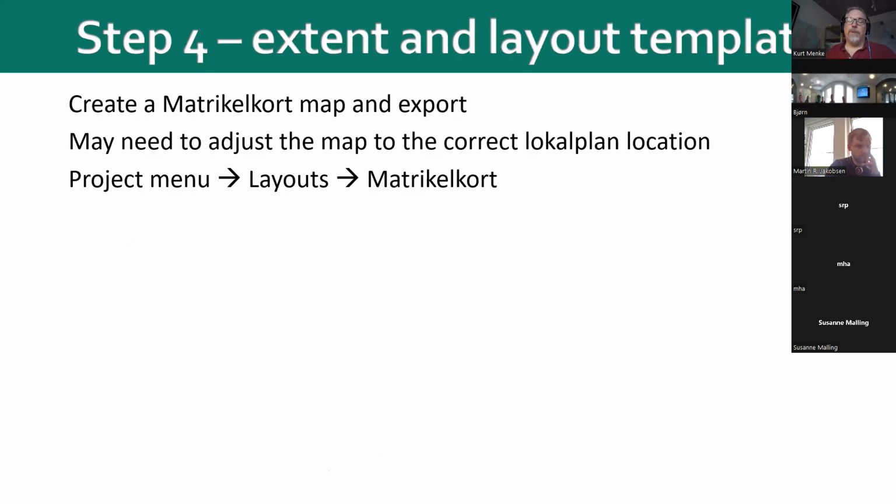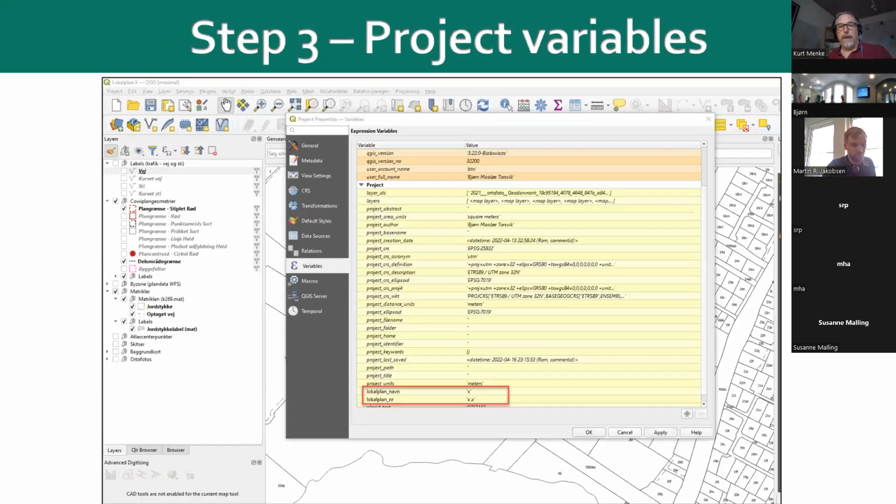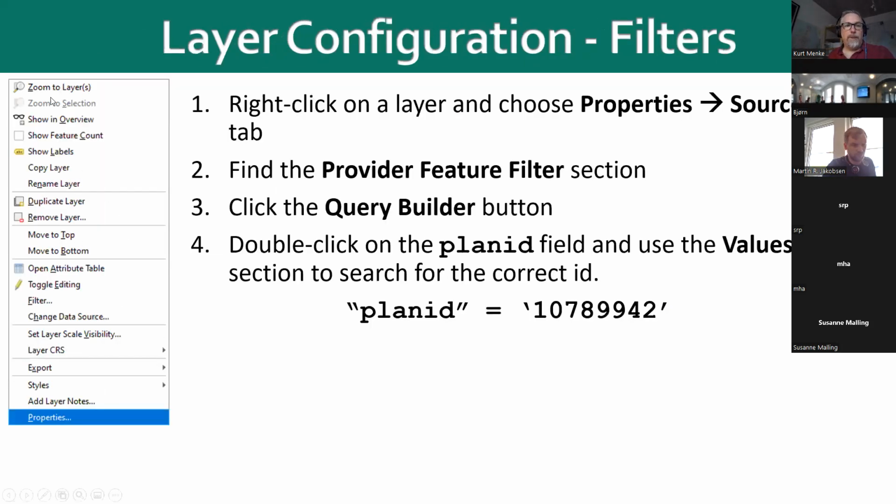And then you're almost done at that point. Then you can pretty easily create the matricule coordinate map. You may have to adjust the map to the correct locale plane location. You can do that by right-clicking on that filtered layer and choosing zoom to layer from that context menu. If I go back to that context menu, at the very top of the context menu for a layer, when you right-click on it, is zoom to layer.